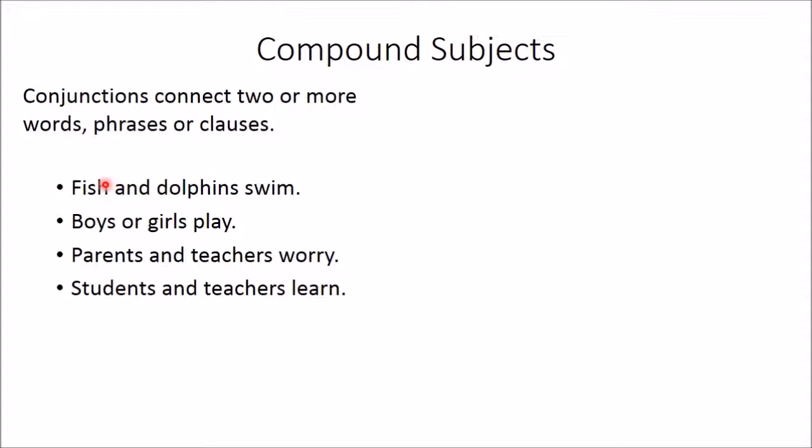Here we have two subjects: fish and dolphins swim, boys or girls play, parents and teachers worry, students and teachers learn. So in all of these situations, we have one verb and two subjects doing the action, fish and dolphins swim. So there's our T, okay, subject side, verb side. Because we have two subjects, we need two lines over here. So we split that line into half and then we make two lines. So we can now put fish and dolphins swim. And there's that dotted line connecting the two words that are being connected by the conjunction, add the conjunction.